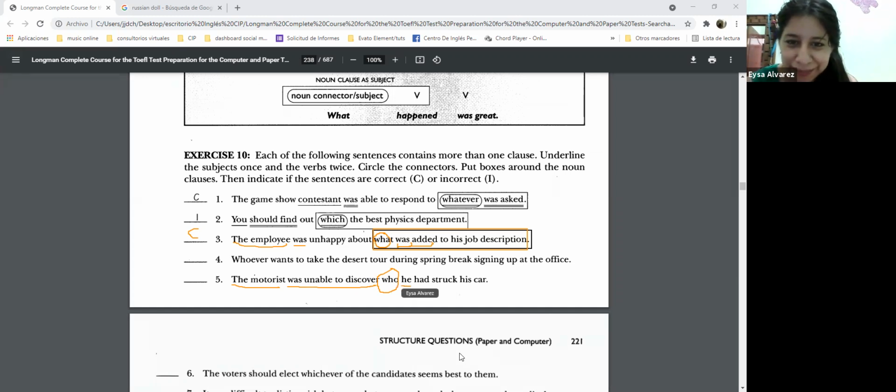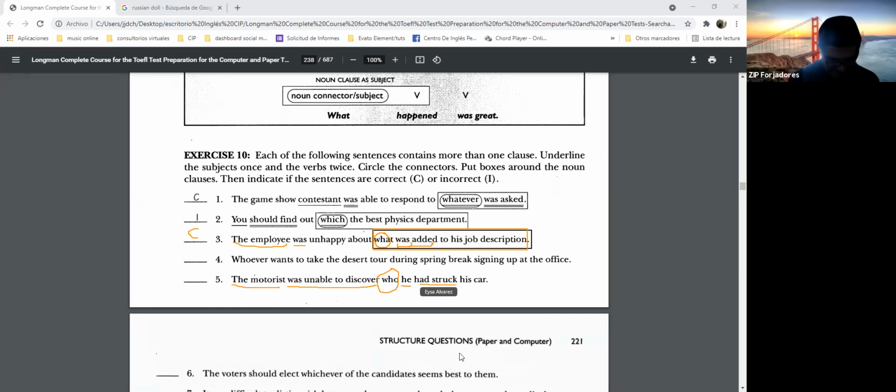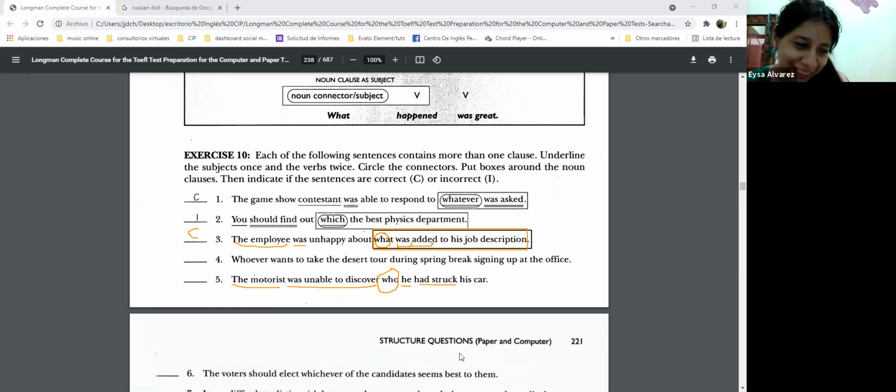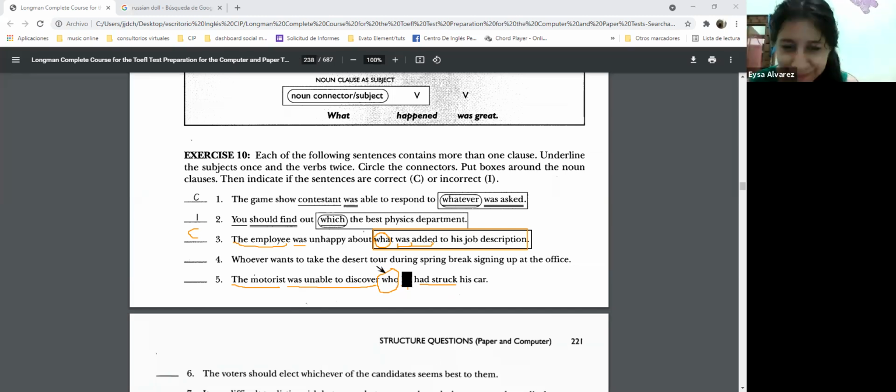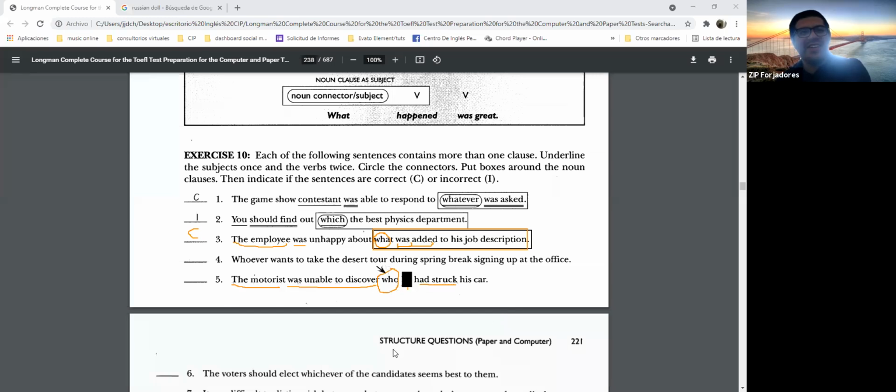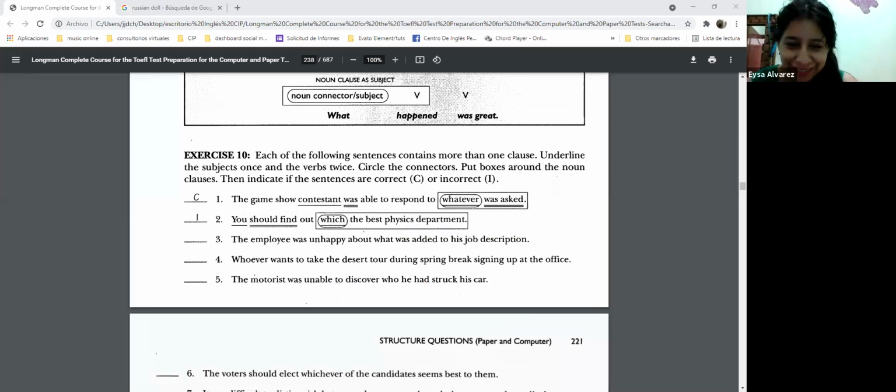He, the subject, had struck is the action. So let me check. According to this, we have subject and verb. I think it's incorrect because we have here a subject and we don't need it. Yes, very good. Excellent. So we are going to omit the subject because we have a noun clause connector subject. So the subject of the action is going to be who. Very good. Questions? No. All right, let's go with number 6.